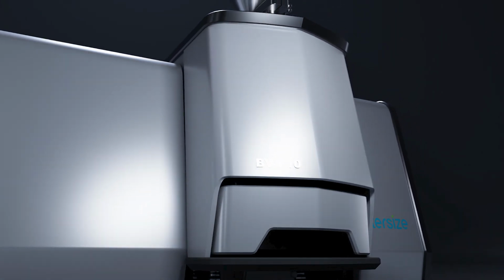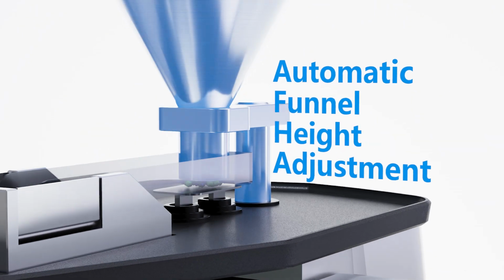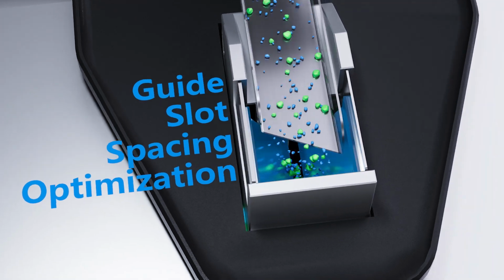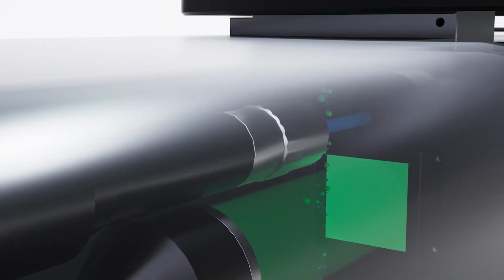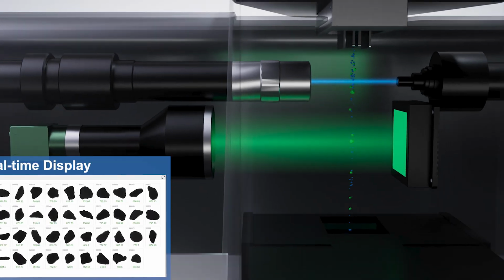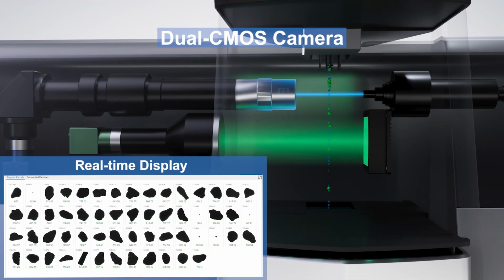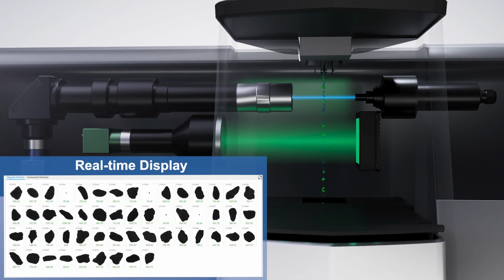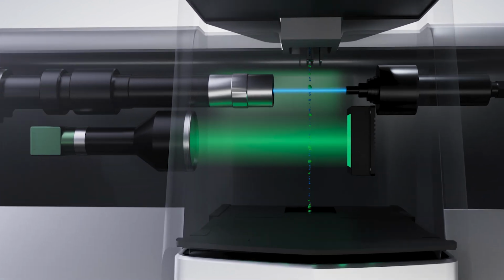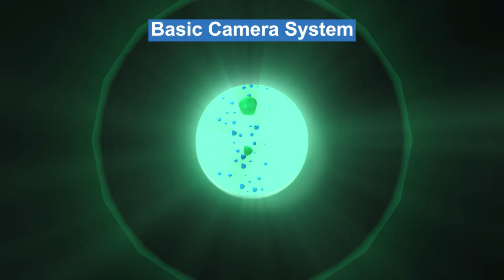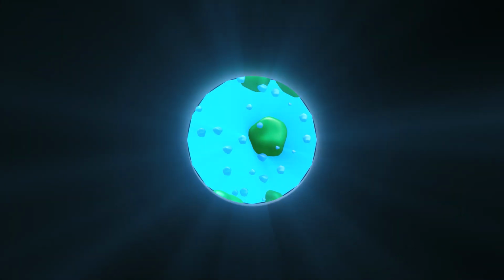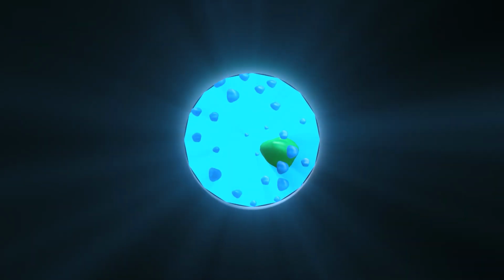The dry dispersion unit features automatic funnel height adjustment, intelligent feeding rate control, and guide slot spacing optimization to ensure optimal dispersion. Powered by dynamic imaging technology, the BeVision D3 Series captures high-resolution images of every particle across a wide size range. The basic camera system captures coarse particles, while the zoom camera system detects fine particles, enabling complete distribution analysis in a single run.